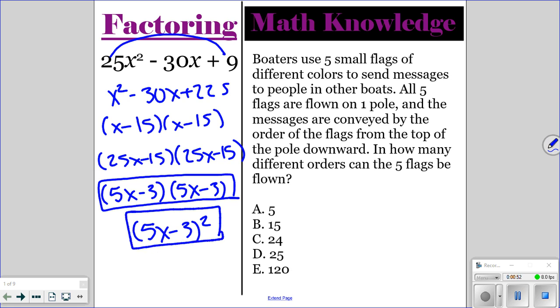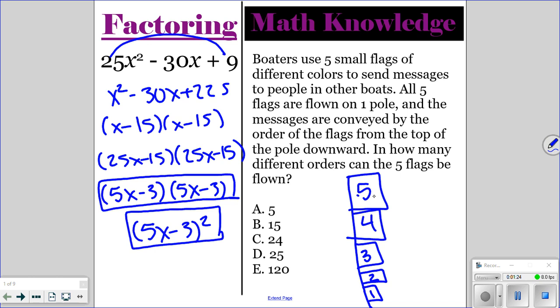Okay. For the math knowledge question, you're having 5 flags flown on a pole, and you have to order them from top to bottom. So we can put any of the 5 flags in this first spot. And then in the second spot, we've picked one of the flags, so we have 4 left. In the next spot, we have 3 flags that can be flown. In the next one, we have 2. And in the last one, we only have 1 flag that can be flown.